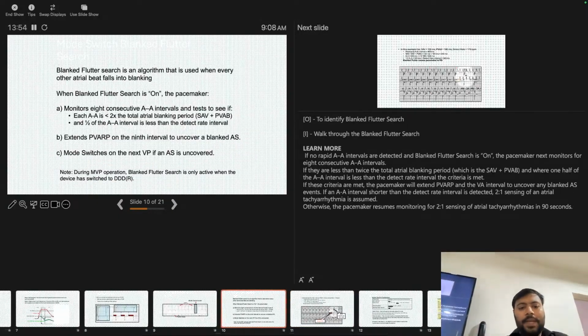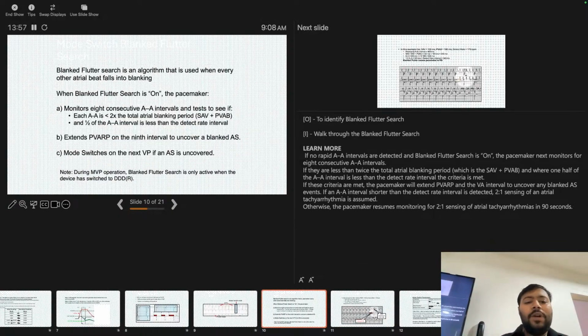So the criteria is mentioned here. The device will monitor 8 consecutive A to A intervals, and it will see that each AA interval is 2 times lesser than the total atrial blanking period, I mean the total atrial blanking period, which is our SAV plus PVAB. After that, it will see that half of the A interval is lesser than the detect rate interval, at the 8th beat. If it is not, then it will not switch. After that, it extends the PVAB in the 9th interval to uncover the blanked beats. After that, the mode will be switched to the non-tracking mode.